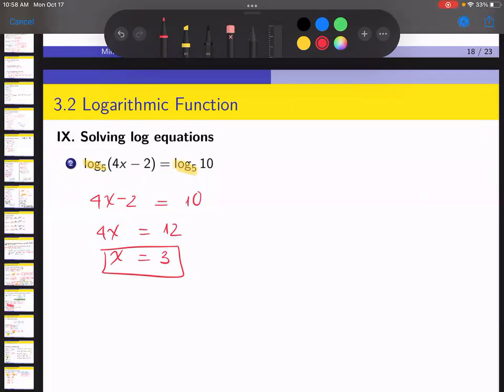Now on the exam, you don't have to show me the check part. As long as you box it and then you put some sort of check part, I know that you check.